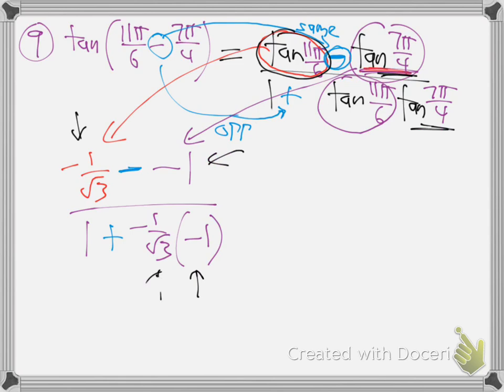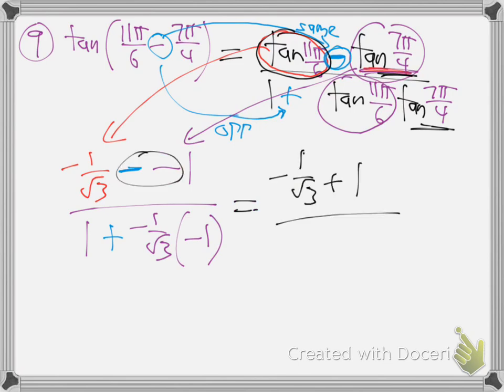Okay, so now, how can we clean this up? Well, double negative, you know that's positive. And down here, negative times negative, it's just positive, right? 1 over root 3 times 1 is just 1 over root 3. Good so far? Everybody good? Now, I think it's a mess. In fact, what it is, it's fractions over fractions, which is called a complex fraction.